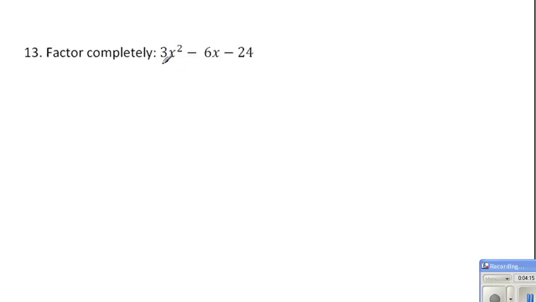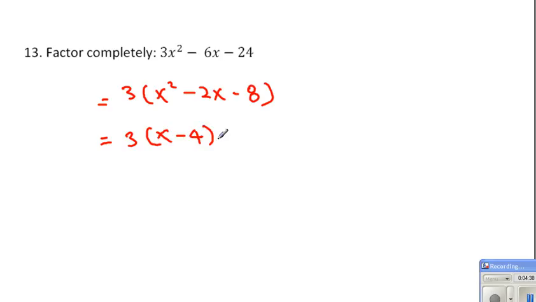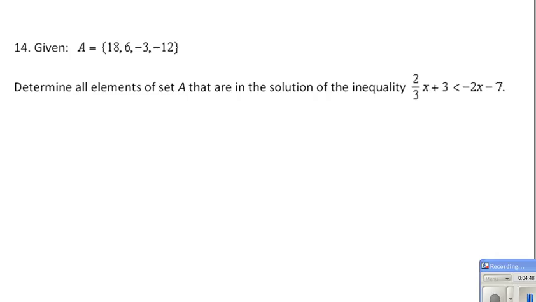Now number 13 here. Notice 3 was common in all three terms. So when you factor out 3, we will have x squared minus 2x minus 8. Then you could realize the two numbers that multiply to negative 8 would add up to negative 2. In fact, it will be x minus 4 and x plus 2. Notice that those two numbers multiply to negative 8 and add up to negative 2. There it goes, the answer.